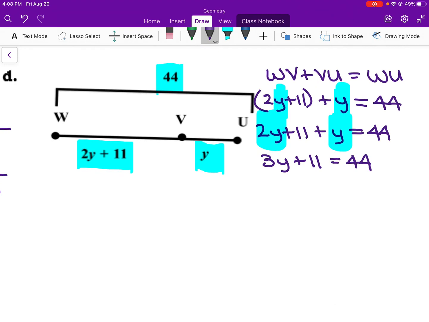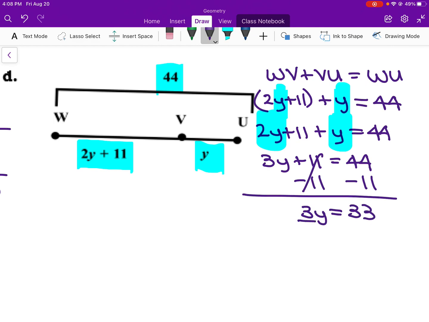I want to isolate my variable. So using my inverse operations, let's subtract 11 from both sides. That's going to allow me to bring down my 3y, and this will equal 33. Right now I have 3 times y, so to undo the multiplication, I'm going to divide. So if I divide both sides, I get y equals 11. So that's just my variable. So I know that line segment VU is equal to 11.